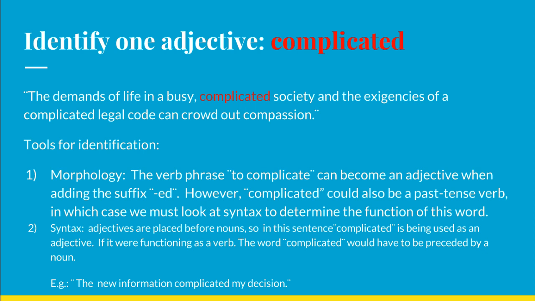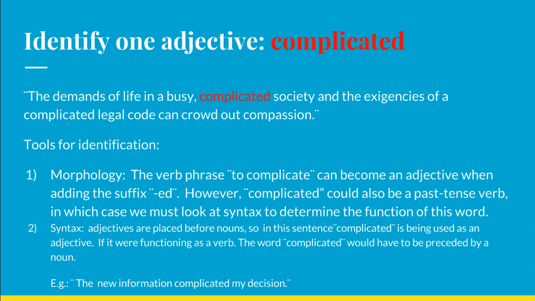Identifying the adjective complicated. For example, we'll use the sentence, the demands of life in a busy, complicated society and the exigencies of a complicated legal code can crowd out compassion. Tools for identifying this word are morphology and syntax. Morphology works because the verb phrase to complicate can become an adjective when adding the suffix ed. However, complicated could also be used as a past tense verb.